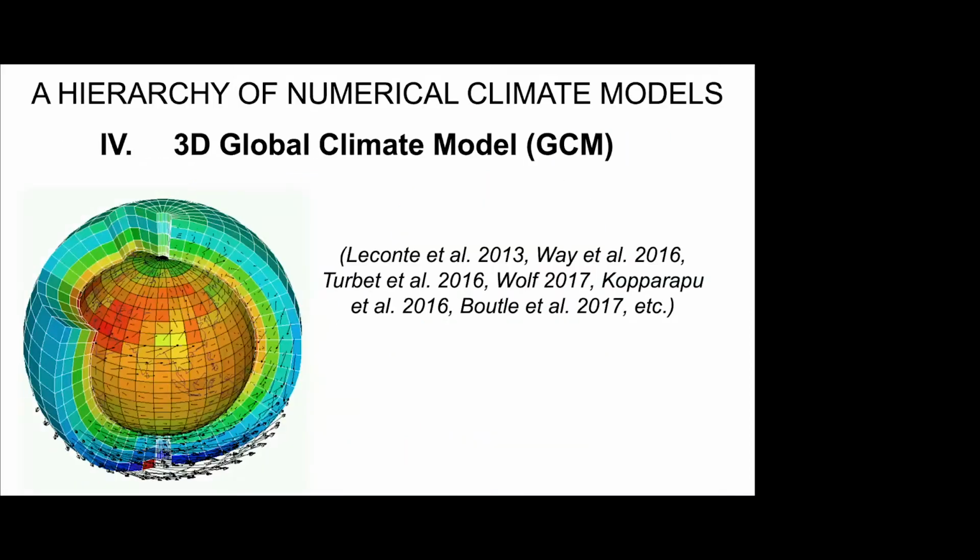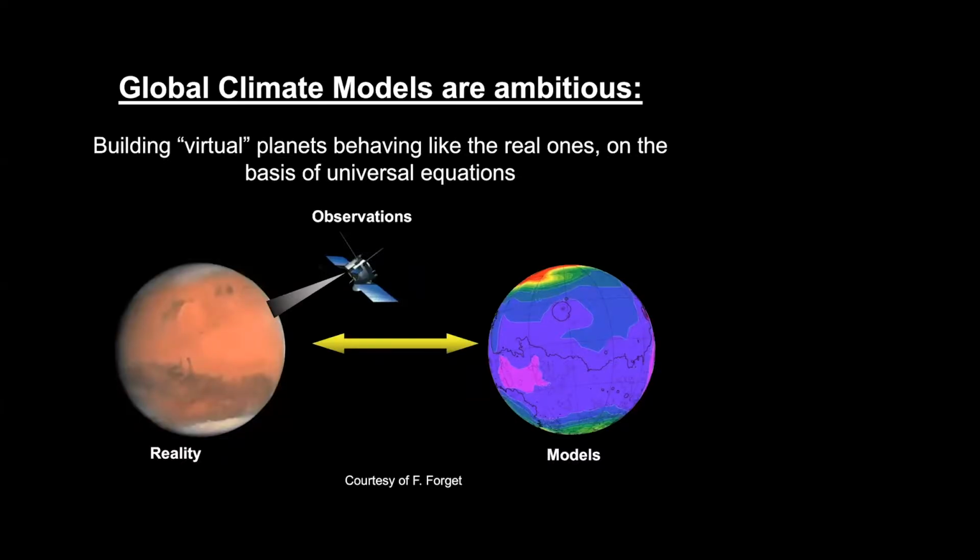The last type of model I would like to introduce, and the type of model I will discuss more extensively during the rest of my presentation, is what we call the three-dimensional global climate model. The goal of this model is really ambitious, because the goal is to reproduce all the possible physical and chemical processes at play in a planetary atmosphere, to try to simulate on a computer as closely as possible how a planet behaves in reality. Really, the goal is to build models that behave exactly like real planets in the real world.